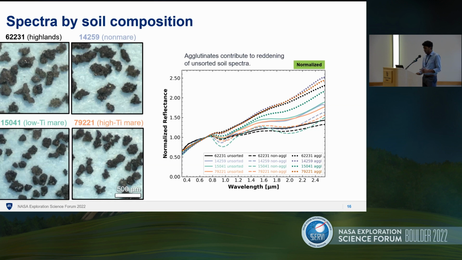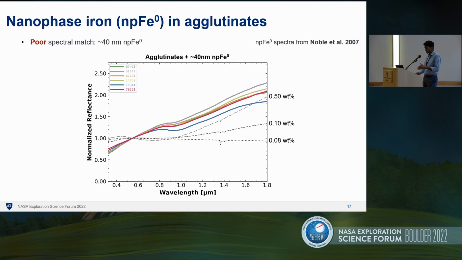So these results, the very red slope for the agglutinates, got us thinking about the nanophase iron within these agglutinates. Could we say something about them based on this agglutinate spectral data that we have? And for that, we've been comparing our agglutinate spectra to spectra of nanophase iron in silica gel from the work of Noble et al. So here what we're seeing is the agglutinate spectra as the solid colored lines and the nanophase iron spectra as the dashed and dotted lines.